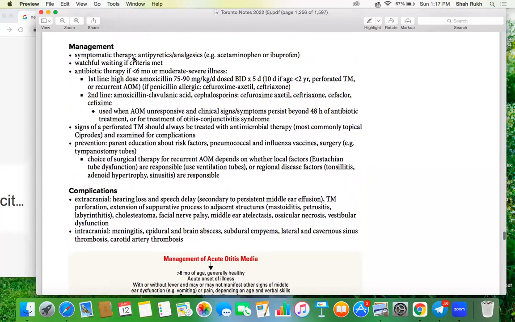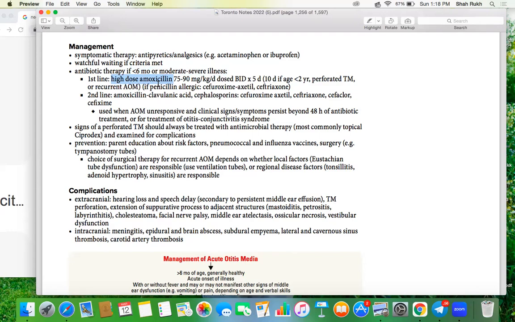So here, this is the management. Symptomatic is basically starting from antipyretic, analgesics, watchful waiting, antibiotic, less than 6 months. This is what I want to highlight. It is very important. Then in less than 6 months, with moderate or severe illness in any age, what are you going to give? High dose amoxicillin.